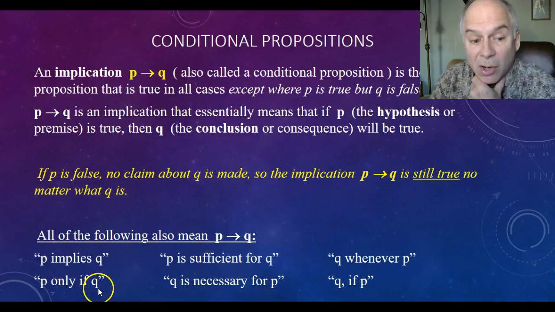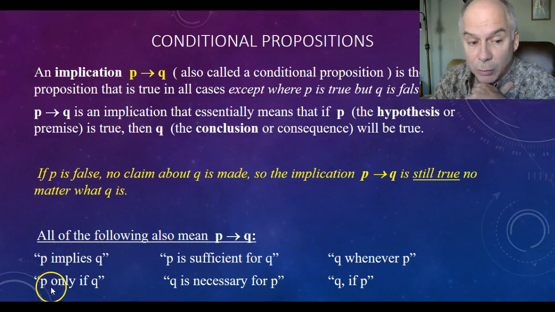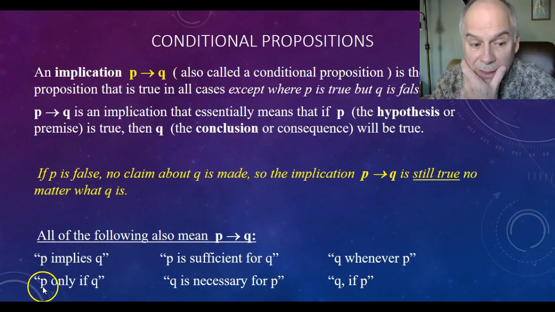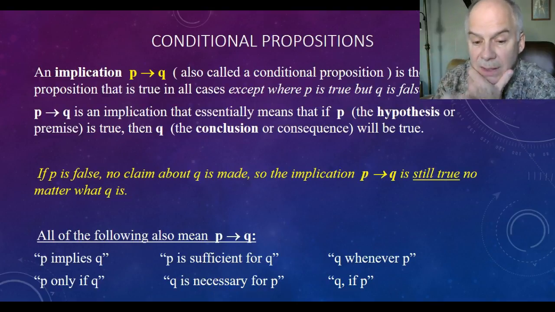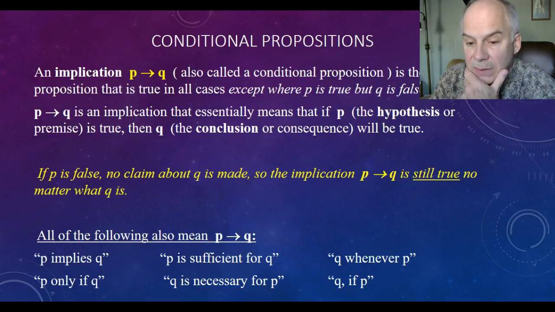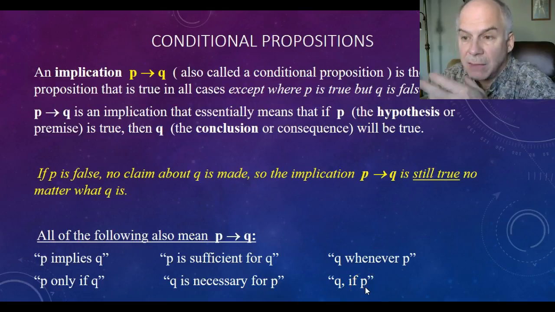Or if it says P only if Q. Now that's a little bit confusing because the if is in front of the Q, but it's not just if, it's only if. So whenever you see P only if Q, that really means if P, then Q. It's kind of a weird one. And then second to last, Q is necessary for P. So that one's another one you kind of switch around. That means if P, then Q. Or if it's stated Q if P. Now that one's more logical because the word if is right in front of the P. So of course it would be if P, then Q.